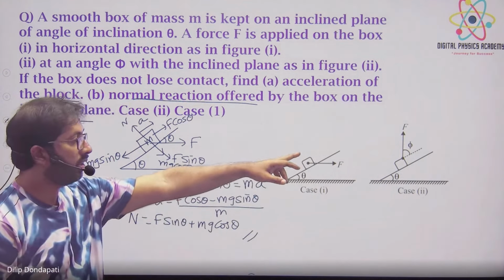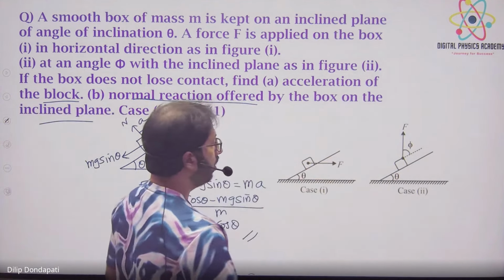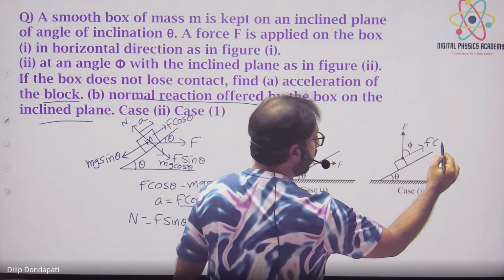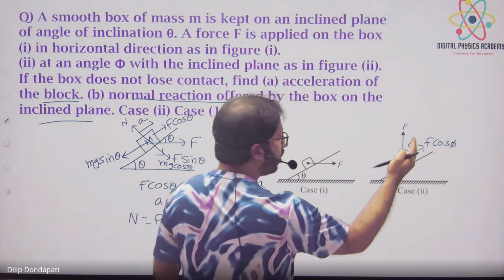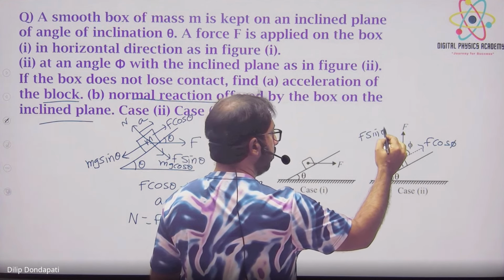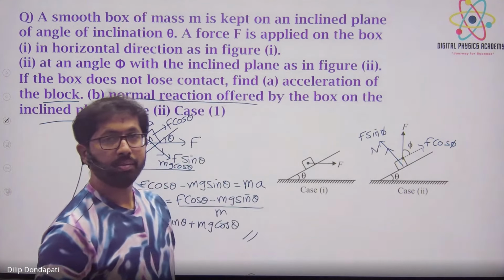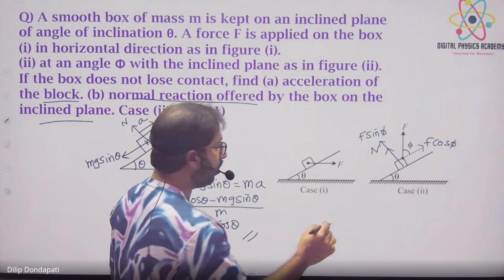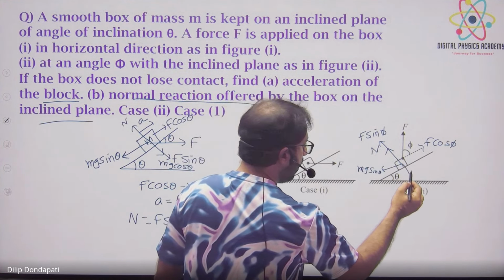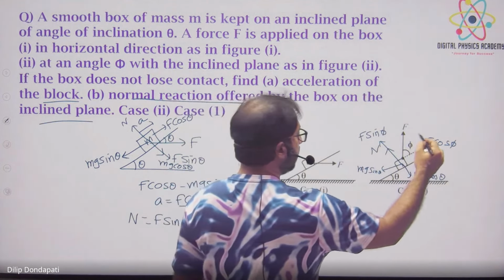Now we will find the second case. Again take the components of this. So what is the component? Wherever phi is there, in that direction it is F cos phi, and its perpendicular component will be F sin phi. Okay, and normal reaction is also acting like this. And the components of mg again, wherever the inclined plane is there, I told you, this side is mg sin theta, and this side is mg cos theta, and acceleration is like this.